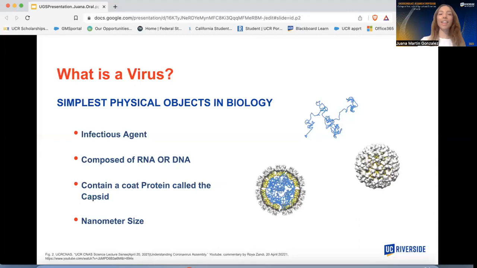So what is a virus? A virus is basically the simplest physical object in biology. It is an infectious agent composed of RNA or DNA. It contains a coded protein called the capsid. And in terms of its size, it is in nanometers.